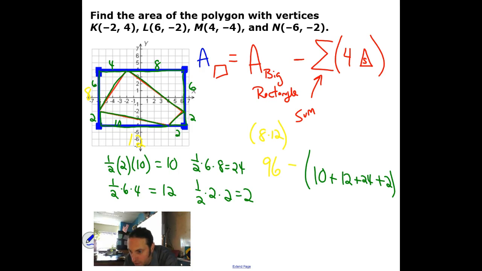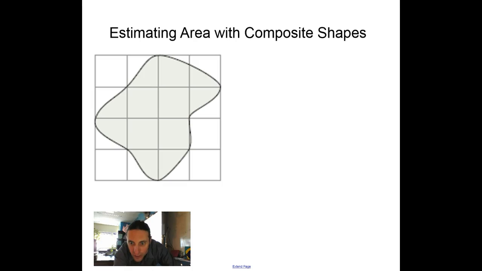Now I add all 4 of these triangles together, and I get 10 plus 12 plus 24 plus 2, which is 48, and I do 96 minus 48. The answer is 48. So the area of this red polygon in the middle is 48. That is called the subtraction method to figure something out.